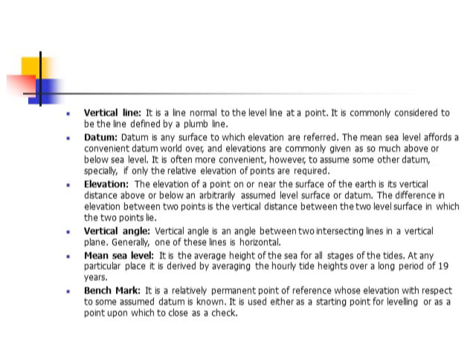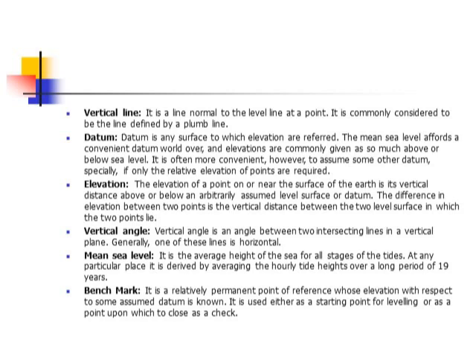Vertical line. It is a line normal to the level line at a point. It is commonly considered to be the line defined by a plumb line. Datum is any surface to which elevations are referred. The mean sea level affords a convenient datum the world over, and elevations are commonly given as so much above or below sea level. It is often more convenient, however, to assume some other datum, especially if only the relative elevations of points are required.